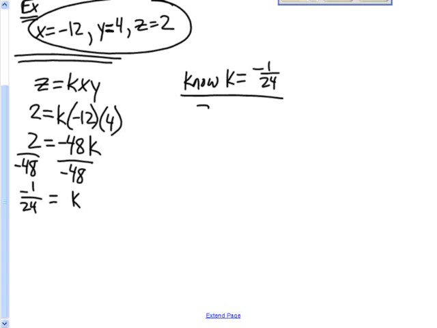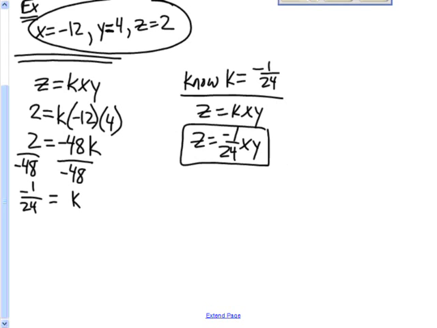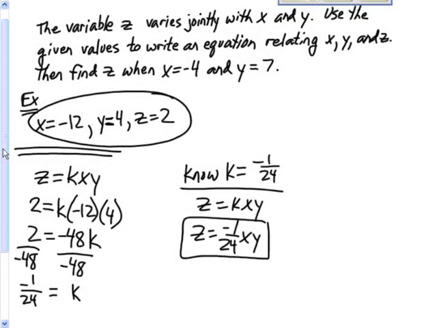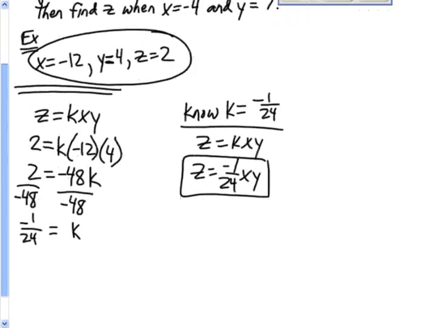So remember how Z equals K X Y, and I needed that K, which I just found. Okay, so here's my relationship. Now let's go back up. It says, find Z now if you only know X and Y. X being negative 4, Y being 7. So now, find Z, X is negative 4, Y being 7.